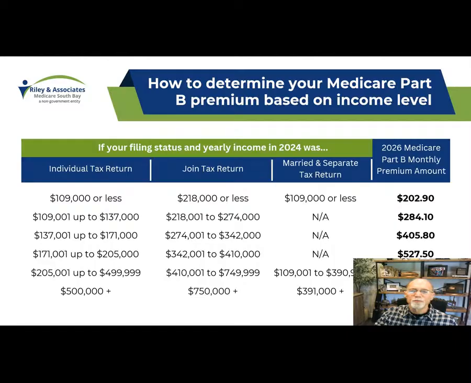So at the beginning of this presentation, I said for most people there was no premium for Medicare Part A, which is true. Part B started with a premium of about $200 to $290 for most people, and it was adjusted up based on your income. Okay, so this chart is known as IRMAA. It's called your Income Related Monthly Adjustment Amount. So if you're making a higher income, you're in a higher bracket, whether an individual or a joint filing, you're going to pay more for your Part B premium.